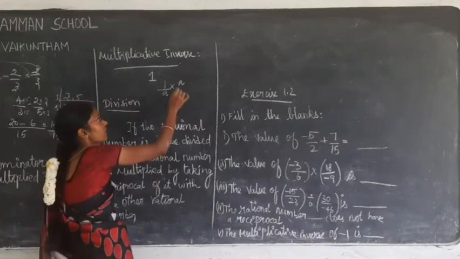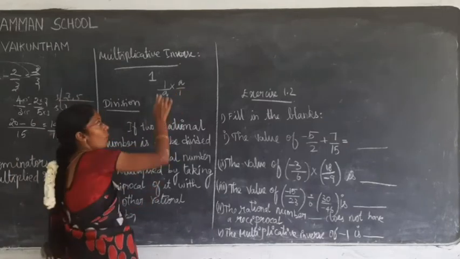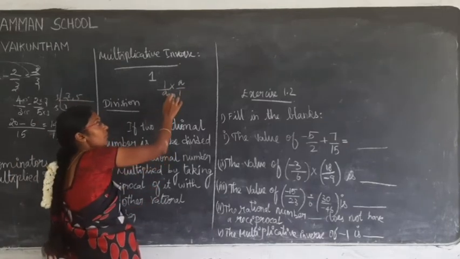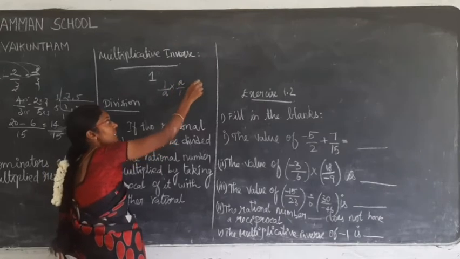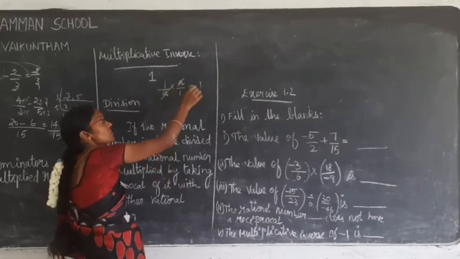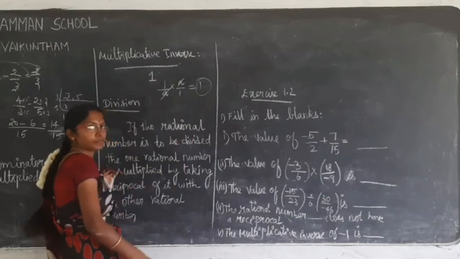So see here. 1 by a, its multiplicative inverse is a by 1. What is the answer you will get? So a cancels, you will get the answer 1.